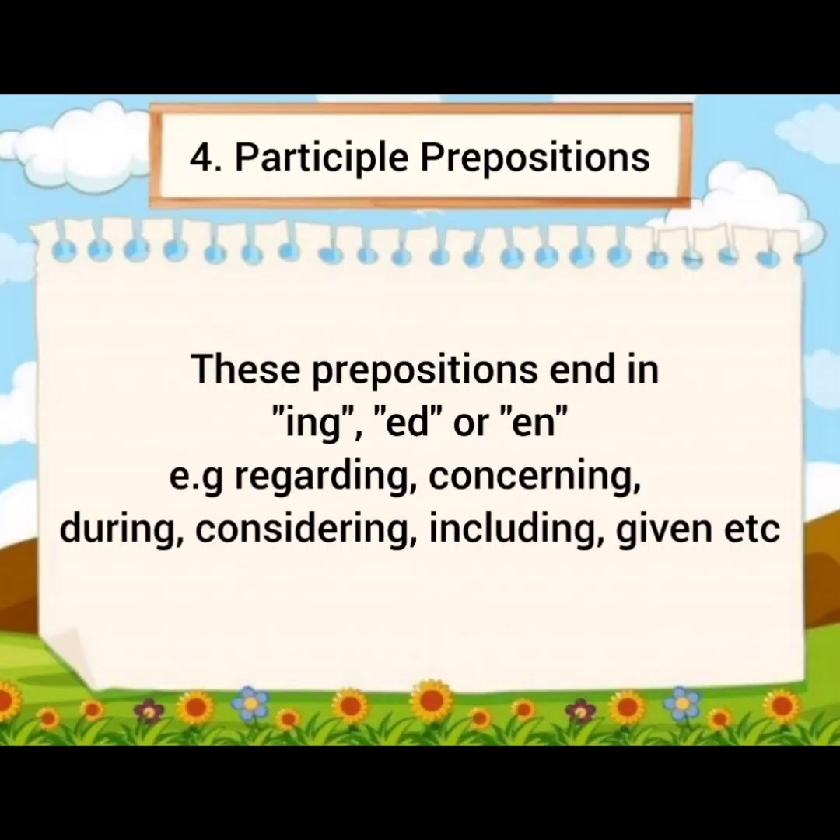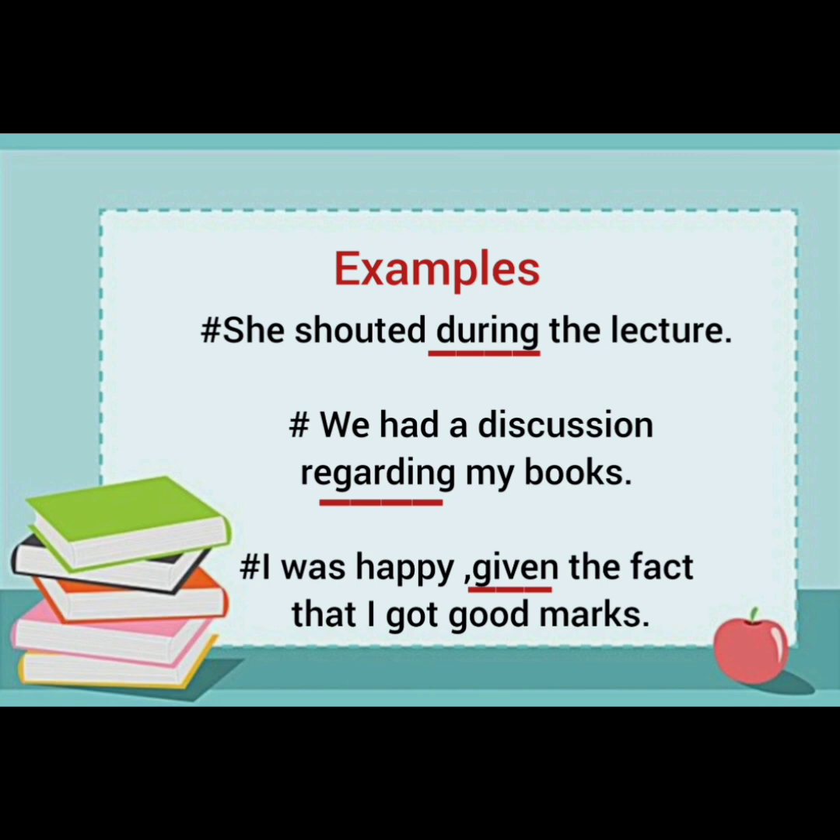The next type is participle prepositions. These prepositions end in ing, ed, or en. For example, regarding, concerning, during, considering, including, given, etc. For example, she shouted during the lecture. We had a discussion regarding my books. I was happy given the fact that I got good marks. Now, in all these sentences, during, regarding, and given are used as participle prepositions.